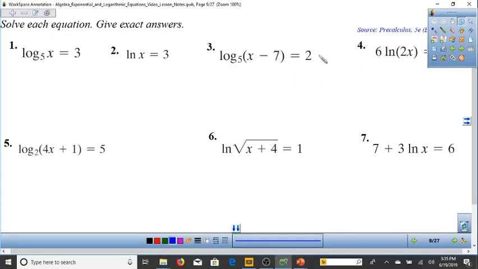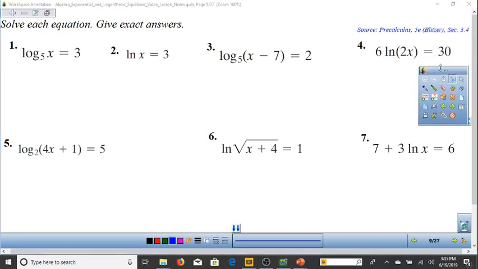Now, let's do a few more examples for ourselves. Let's solve these equations. We have log base 5 of x equals 3. Very simple. We're trying to isolate the x, so we simply rewrite this equation in exponential form: 5 to the power 3 is equal to x. And that's our answer. 5 to the power 3 is 125. That makes sense, because log base 5 of 125 is 3, since 5 to the 3 is 125.